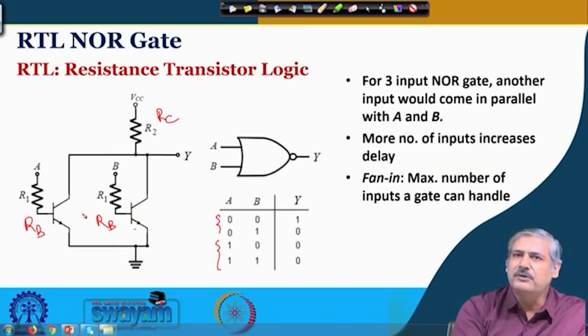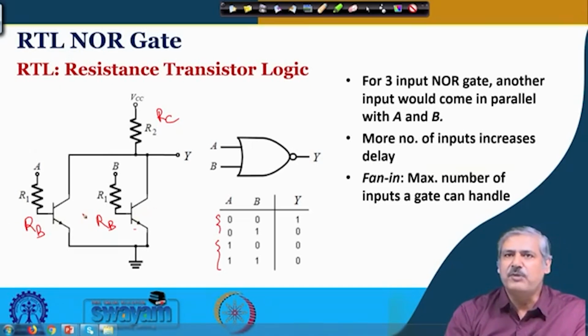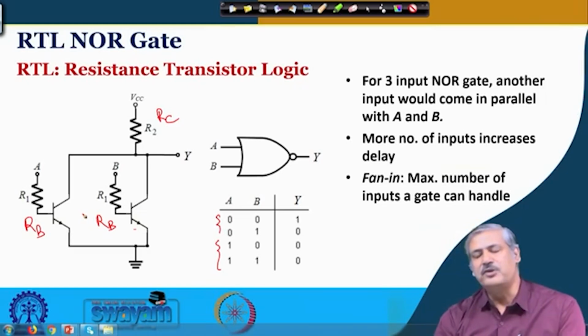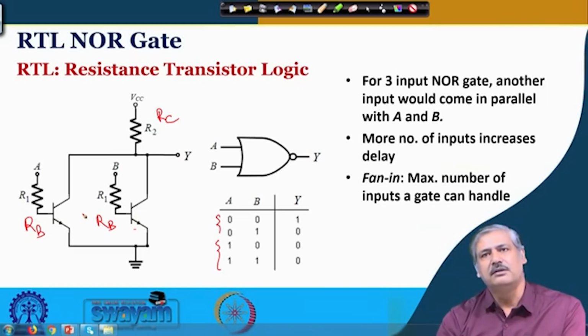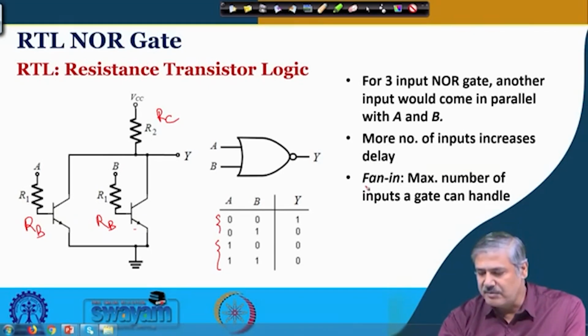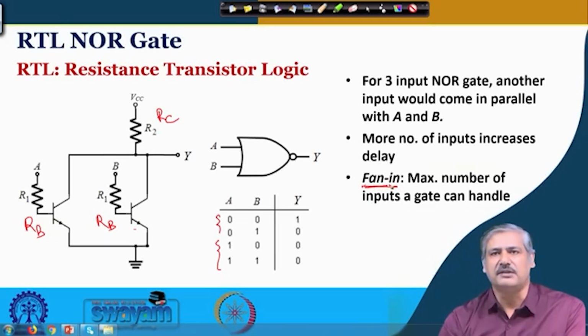This can be extended. This is now 2, 3, 4, okay, to the extent it is possible, and that defines the fan-in, how many inputs can be connected to a particular gate. Okay. So, that is another term that we define over here, that is called fan-in.